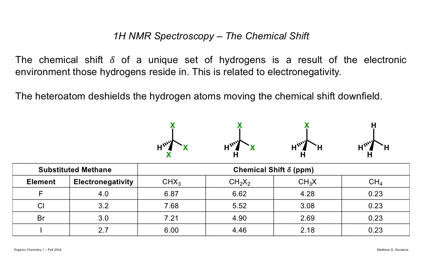So what about the effect of multiple substitutions? On this table here, we're starting from methane over here on the right, so there's all hydrogens, there's one set, the ratio is 4. We're going to say the baseline is 0.23 parts per million.